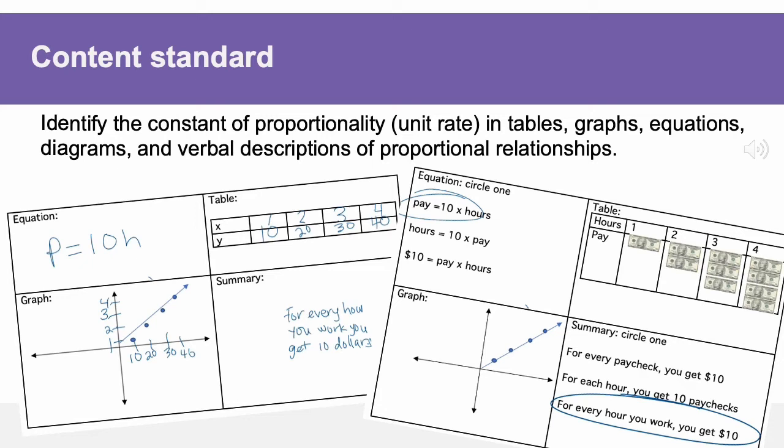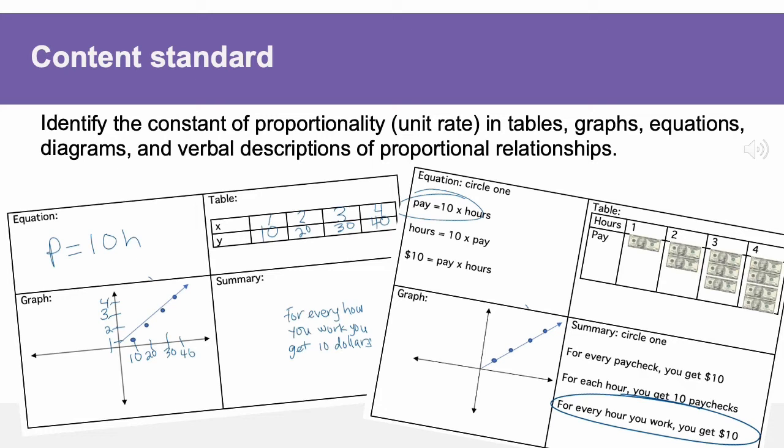On the right of the screen is a worksheet divided into four quadrants. The top left quadrant is titled Equation, circle one. There are three choices to circle: pay equals 10 times hours, hours equals 10 times pay, and $1 equals pay times hours. The student has circled the top choice.